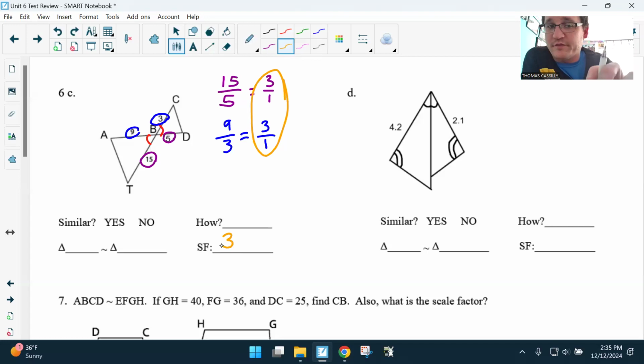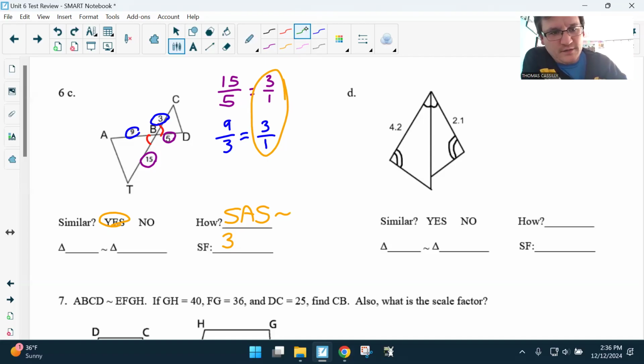Or you could say, if we went the other direction, 5 over 15 and 3 over 9, you get 1/3. Again, I talked about this in the previous video. We're not specifying what direction we're going, so either one of those would be an acceptable answer. These are similar using side-angle-side, as mentioned before. The sides are proportional, and the angles between those two sides are congruent. Therefore, this one is SAS.